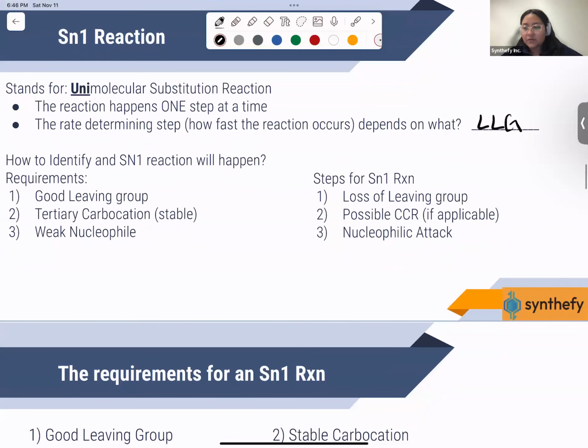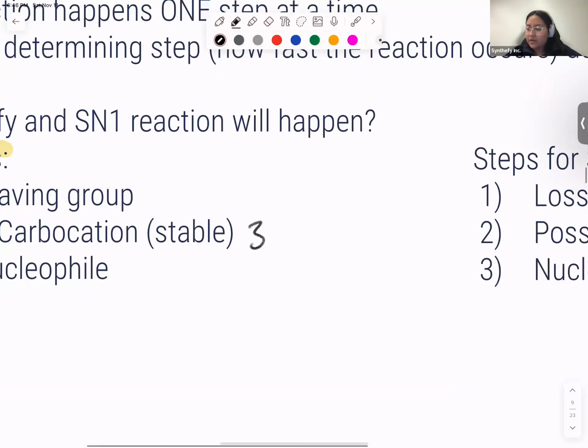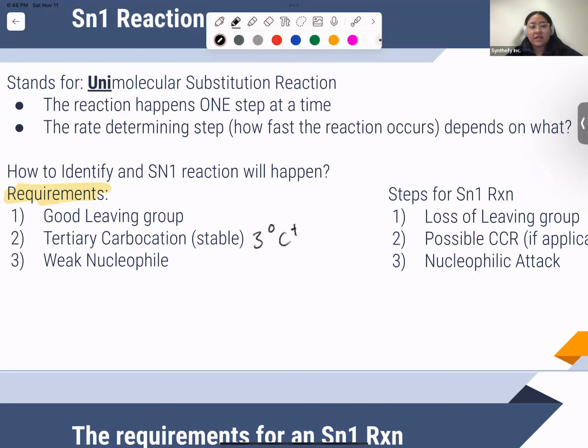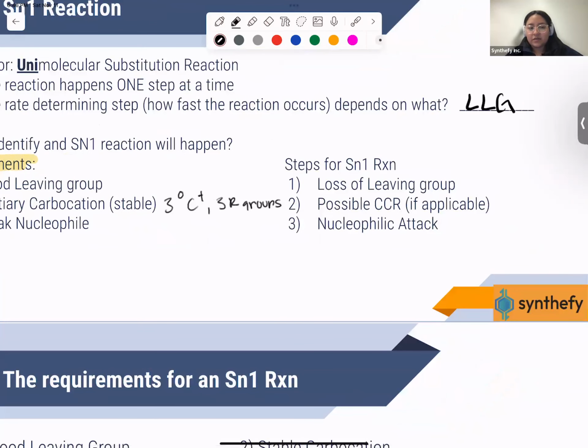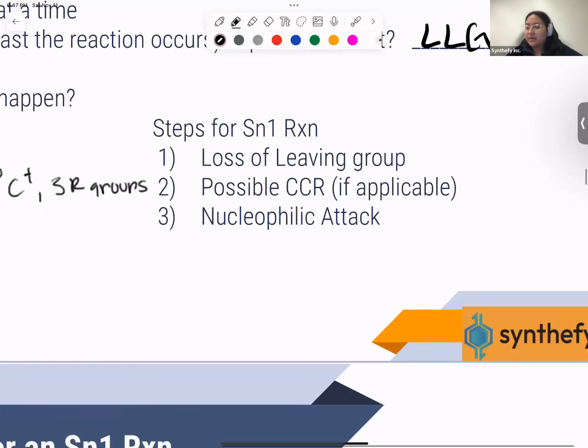So how do you identify that an SN1 reaction will occur? The requirements are: one, a good leaving group. Two, a tertiary carbocation. What does it mean? It means it's stable. A tertiary carbocation is the most stable carbocation that you can have because that positively charged carbon is stabilized by three different R groups. And three, a weak nucleophile.